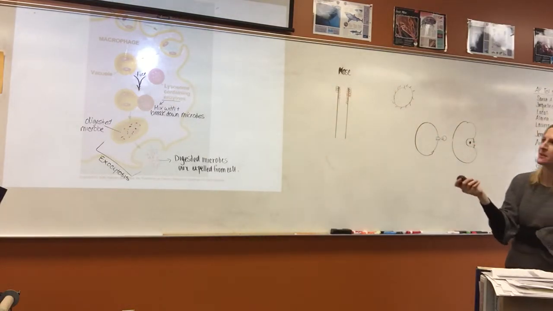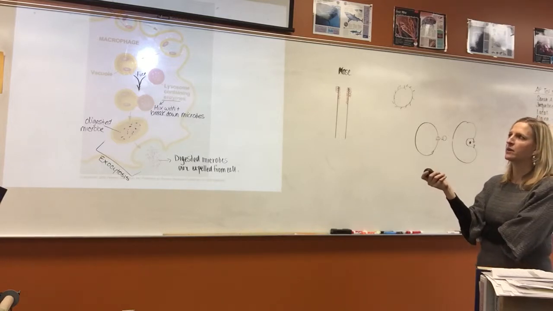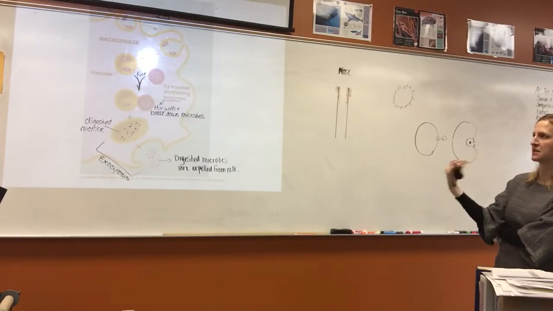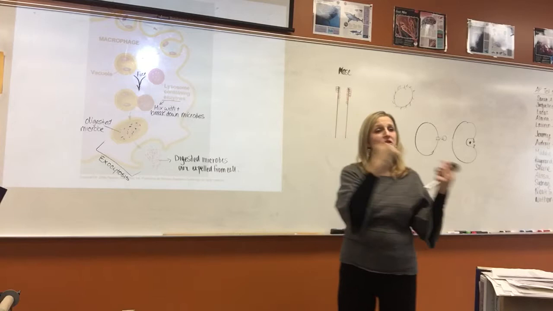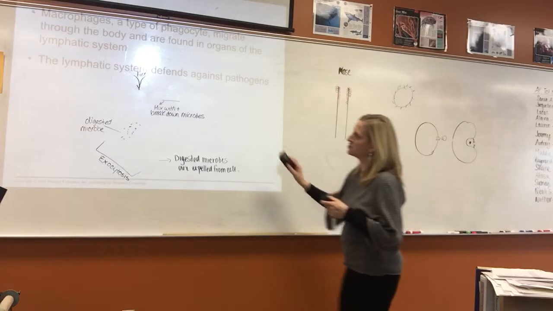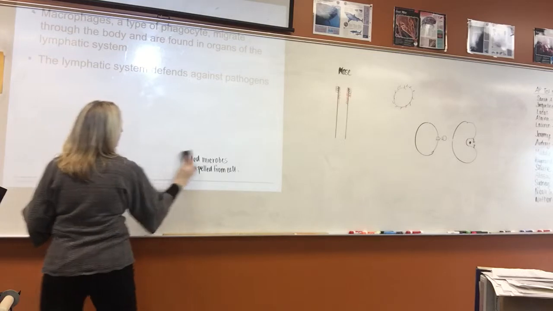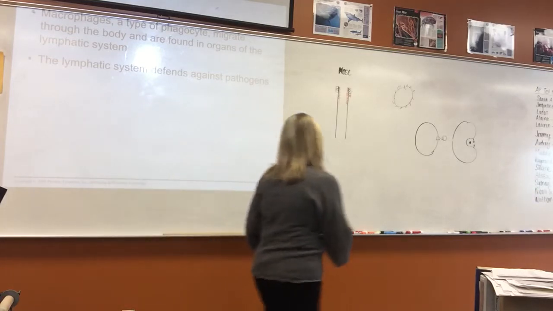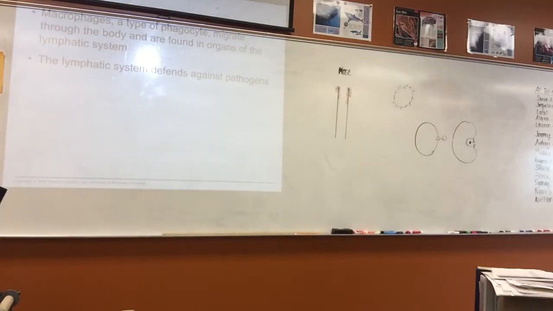So this is non-specific defense because while the microbes have to fit with the surface receptors of the macrophage, it will do this to any type of bacteria versus specific types of bacteria. But it's specific enough that the macrophages aren't going to do this to your own body cells. All right, and so that's that. These macrophages, which are a type of phagocyte, can migrate through the body. They move through the body, and they're found in organs of the lymphatic system.